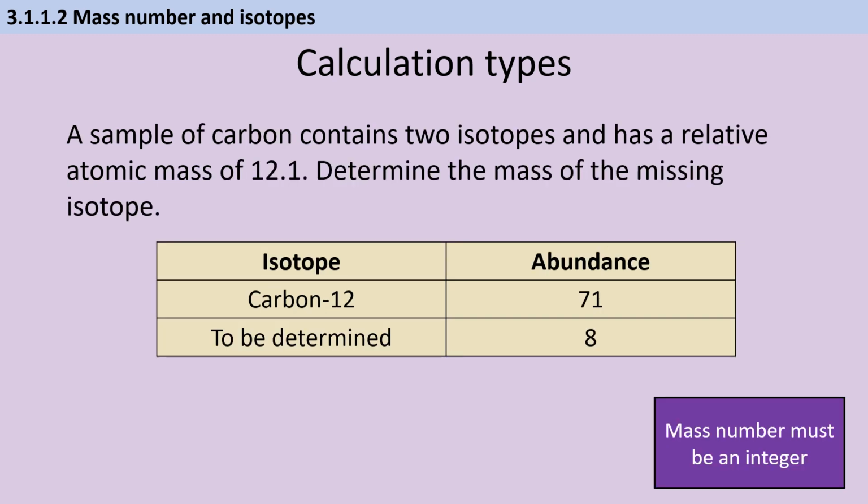Our third possibility is that rather than being given the isotopes and the abundances, we're given the relative atomic mass and asked to work backwards. So the first thing that we're going to do is to write an expression for what relative atomic mass is, substituting in the numbers that we've got. And here I'm using X as the mass of the isotope because I don't know what it is.